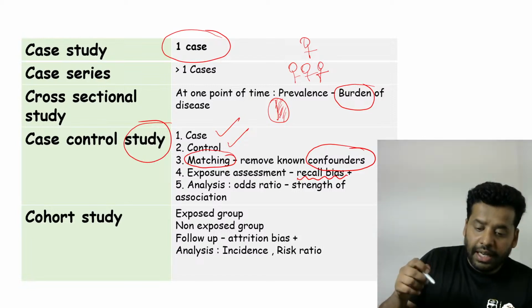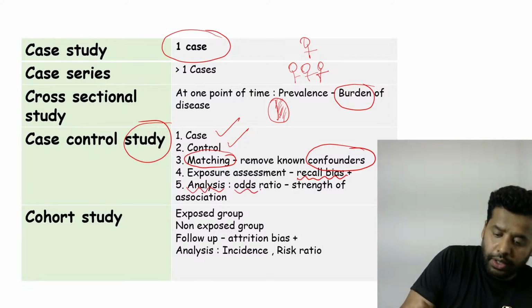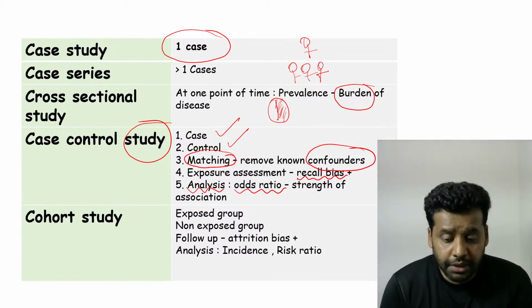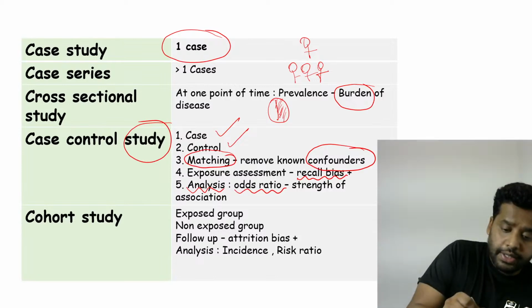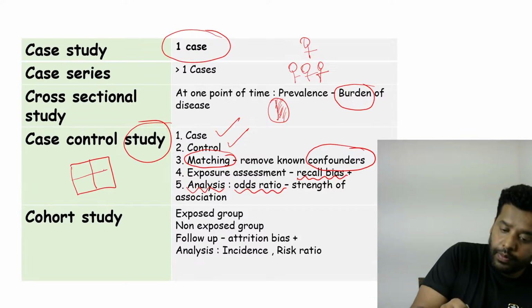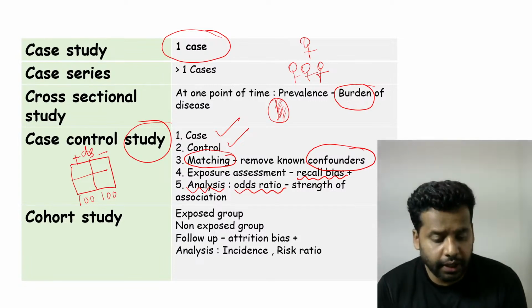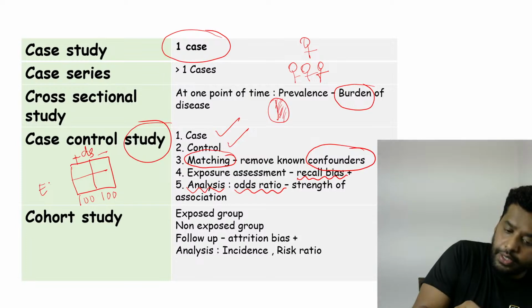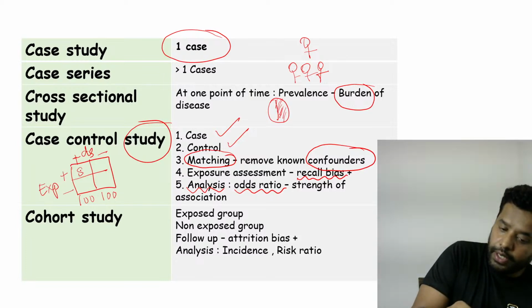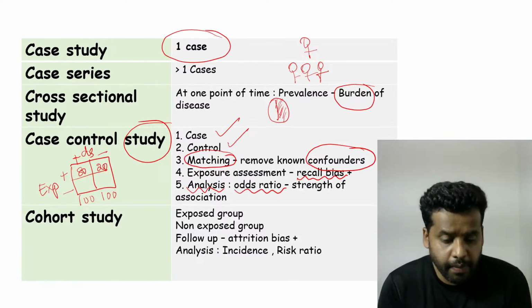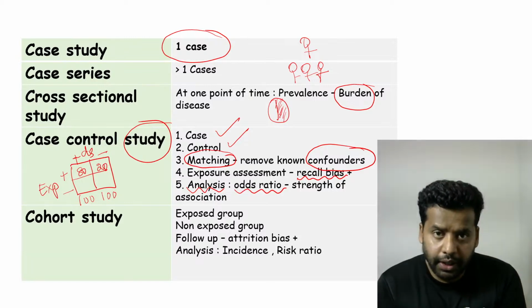Good. Analysis, when we do, we calculate odds ratio. After doing the study, we have to analyze the results. For example, if I am writing like this, disease present, absent, out of 100, 100. 100 cases, 100 controls. How many are exposed? Yes, no: 80, 20. Out of cases, 80% exposure. Out of controls, 20% exposure.